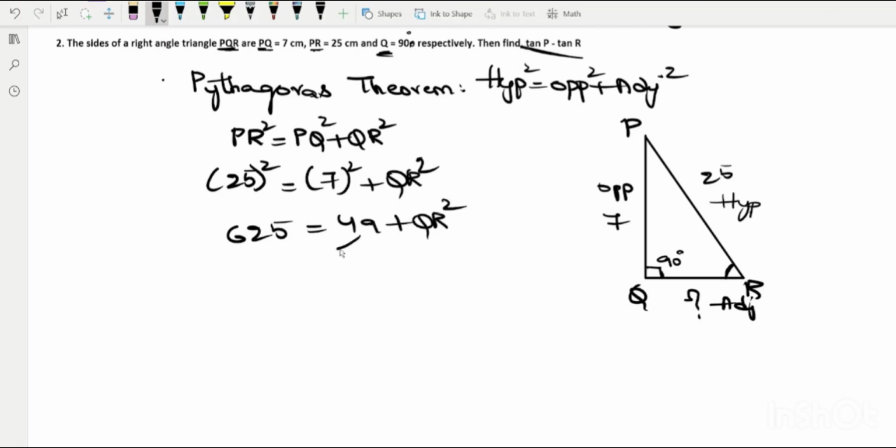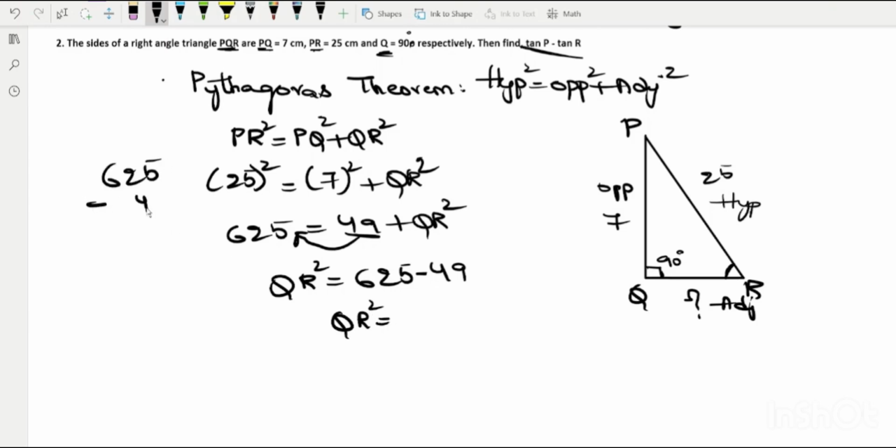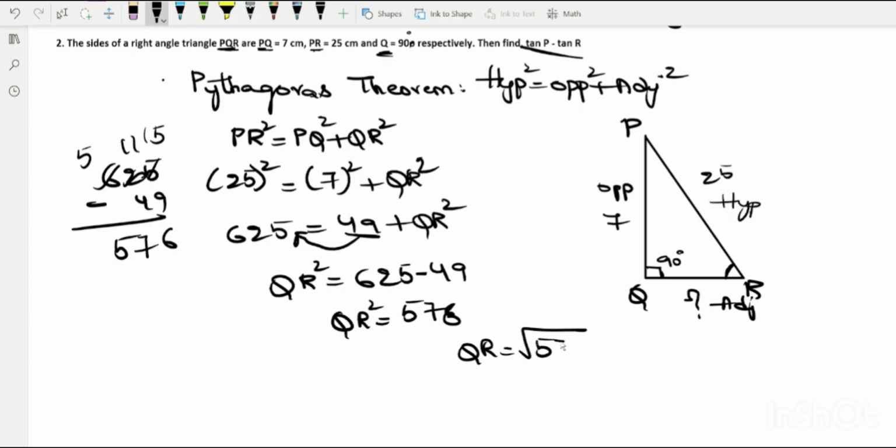So when we bring the value of 49 to the other side, it becomes QR square equals 625, the plus 49 will become minus 49. So QR square equals, subtracting both the numbers, 625 minus 49. Here it becomes 5, this becomes 11, this becomes 15. 15 minus 9 would be 6, 11 minus 4 would be 7, 5, 576. So QR equals root of 576, which will give you the answer as 24 centimeter. So the value of QR is 24 centimeter.